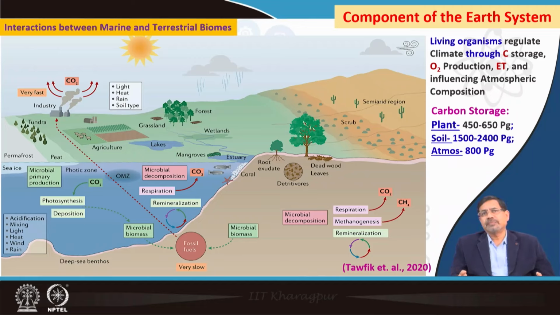So that is why there is a range as per the quantification. The plants have 450 to 650 petagrams of carbon. The soils have 1500 to 24 petagrams of carbon. And keeping this aside, the atmosphere is now getting loaded with more and more carbon dioxide, increasingly because of human interference, human activities.